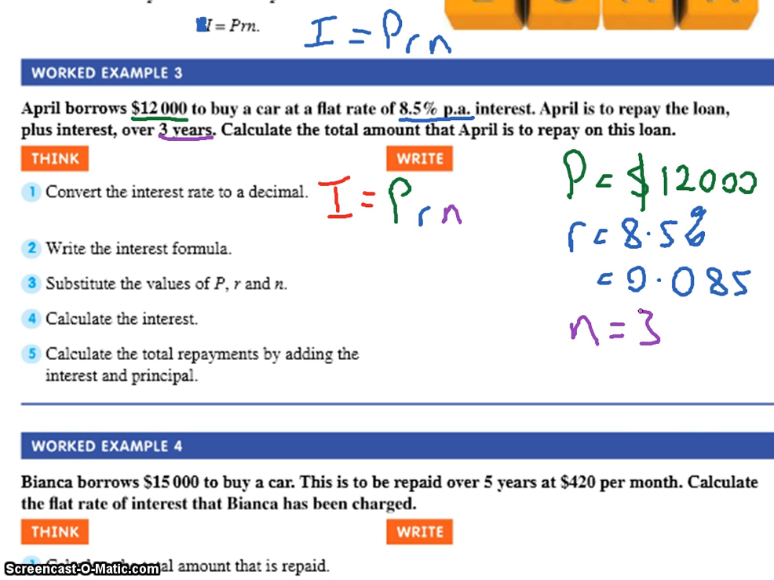Oh shit. What's step 3? What's step 3? Substitute. So we've got I equals 12,000 times 0.085 times 3. All I've done is substitute in the numbers that we've written down here. Done my sidebar with my PRN. I'm now just substituting in. Chuck that into a calculator adding device. And what do you get?